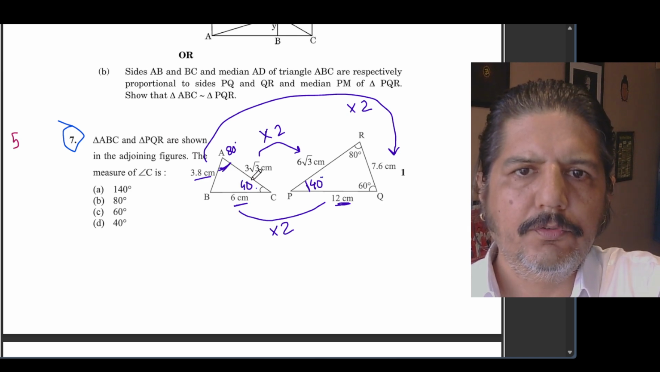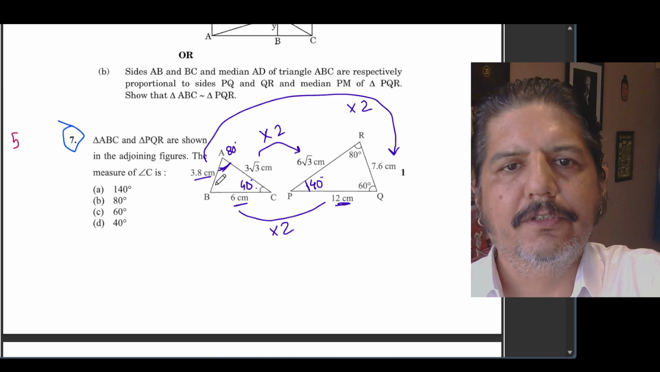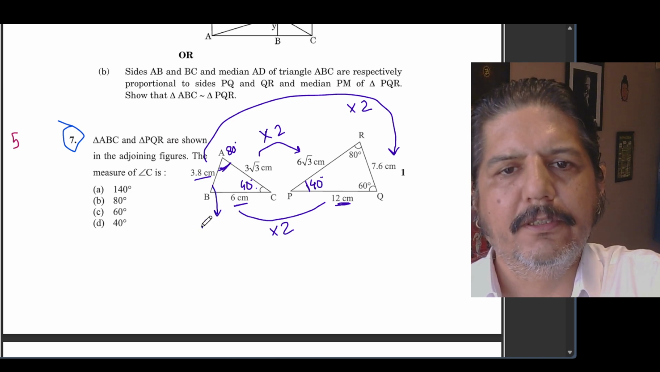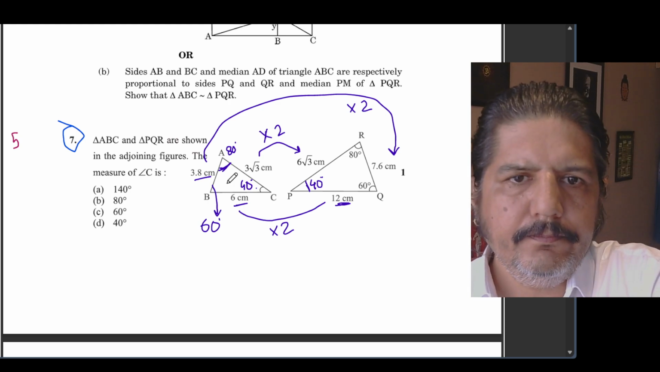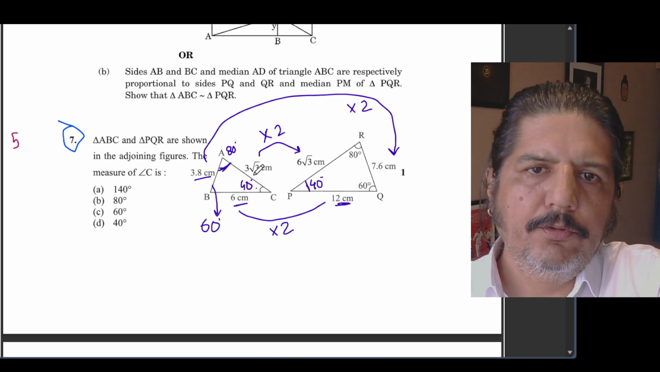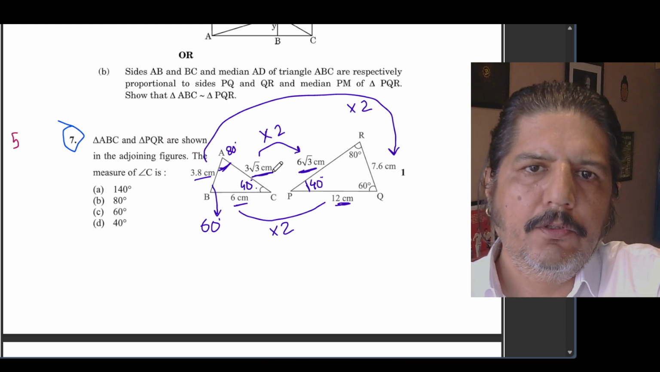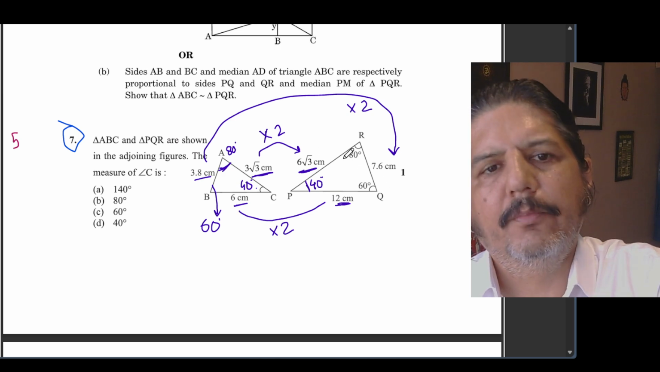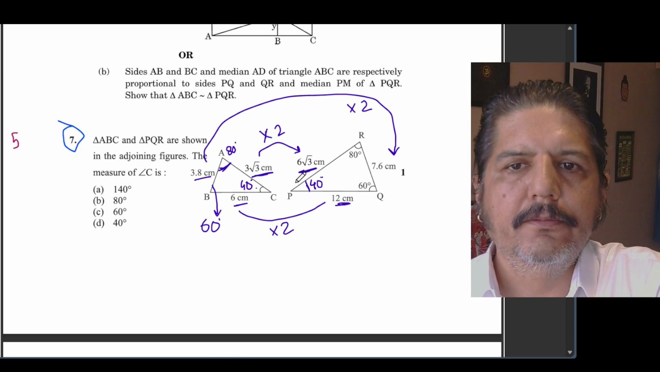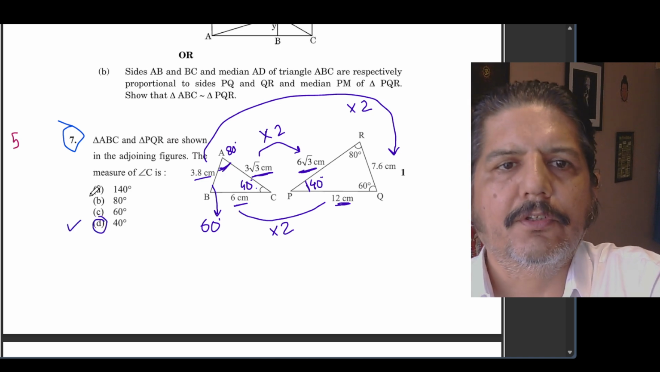I hope this is making sense to you. Now I have 80, 40, so of course this would be 60. I don't require this angle, but I'm just trying to get across a point that you see these corresponding sides. The angles opposite to these sides are equal. So opposite to 3 root 3, 60, and opposite to 6 root 3, 60. So makes sense. So my answer, angle C, this is my angle. So this would be 40 degrees. Hope this is making sense.